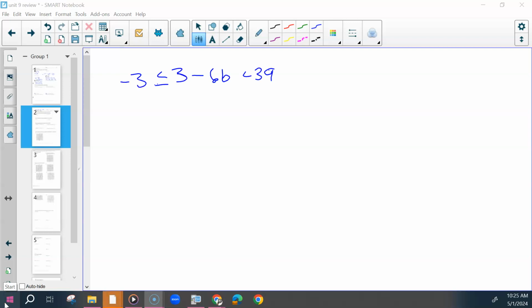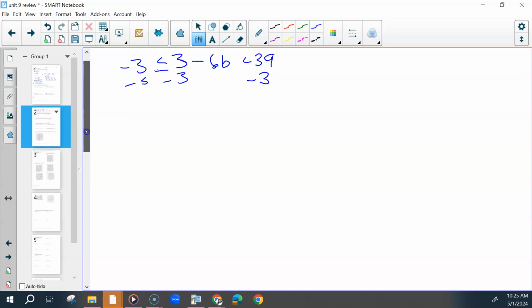Subtract 3 from the middle and everything. Wait, wouldn't it be plus 3? No, because it's already positive, so we're doing the opposite. We have negative 6 is less than or equal to negative 6b, which is less than 36.